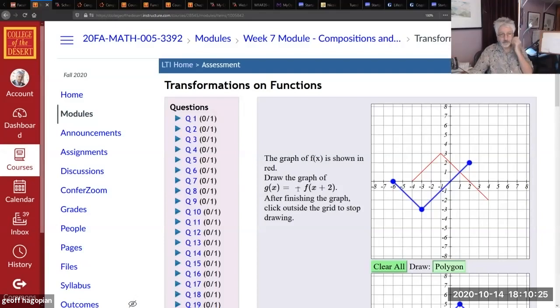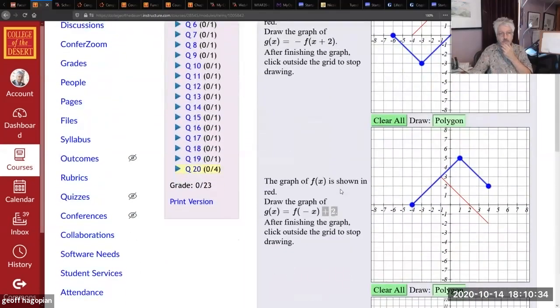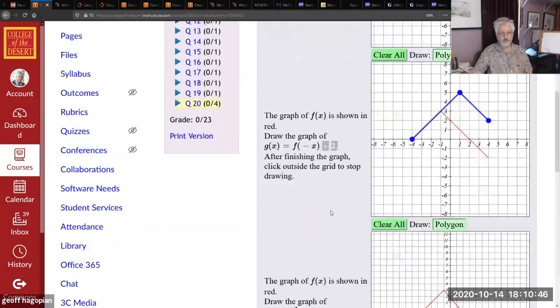And then shift it over 2 to the left. This one was, again, a flip, but this time a flip across the y-axis, right? Replace x by negative x, that reflects in the y-axis, and then shift up 2. So flip it over and shift it up 2.